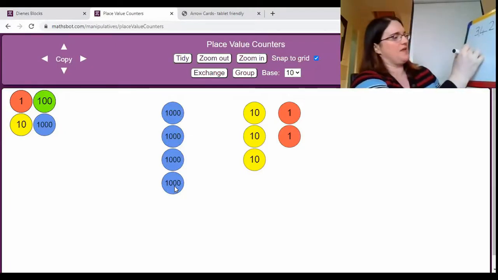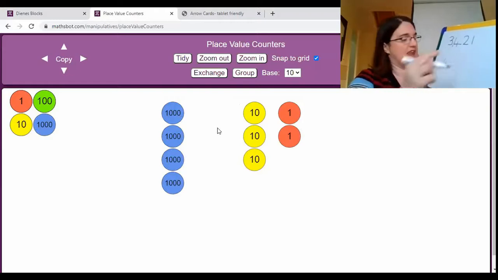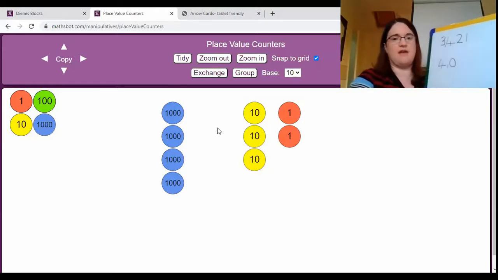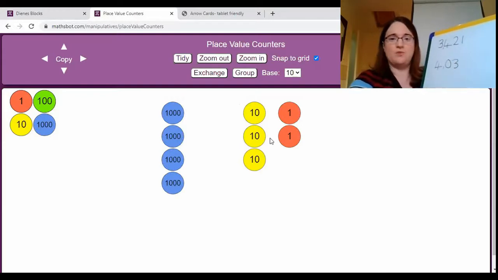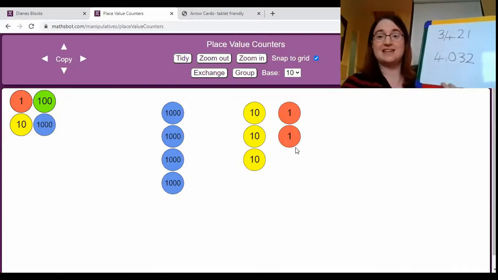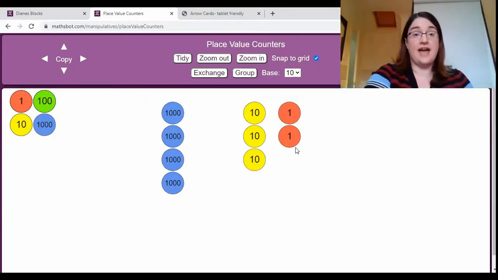So I'm going to write my 4,000. How many hundreds have I got? I haven't got any. 0. How many tens? 10, 20, 30. How many ones? 1, 2. 4,032. So again, we're going to have a go now at doing some of those by yourself.